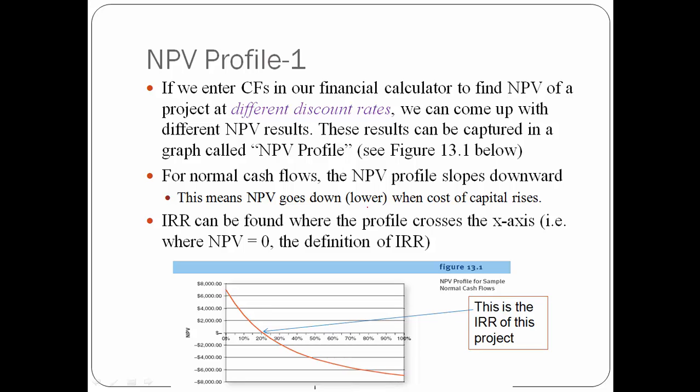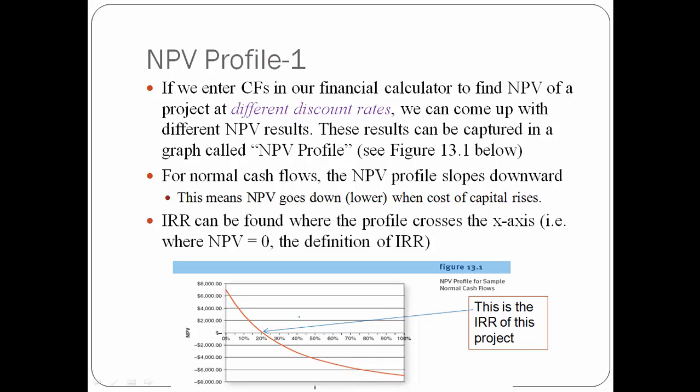If we enter cash flows in our financial calculator to find NPV of a project at different discount rates, of course we come up with different NPV results. These results can be captured in a graph called NPV profile, like this. For a project with normal cash flows, the NPV profile generally slopes downward, and that means NPV goes lower when the cost of capital rises. The more expensive the cost of capital is, the lower NPV you end up with.